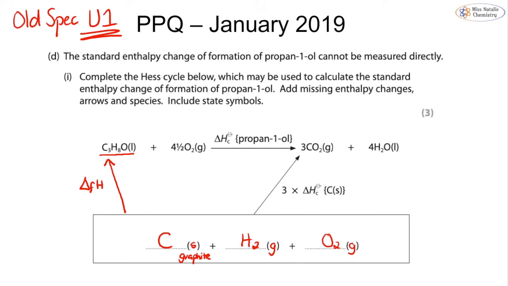Now we need to balance this out. So how many carbons do I need? Well, I need 3 carbons here. I need 4 hydrogens. And in terms of the oxygen, well, I only need 1 oxygen in my propanol, but you can see I also have 4.5 oxygens here. So I take this half of oxygen and I add it to the 4.5, and I need 5 oxygens. I've already been told that my enthalpy change of combustion for carbon is going to require 3 because I'm burning 3 moles of carbon to make 3 moles of carbon dioxide. Now I need to look at the water, and that's going to be another arrow upwards, and I need 4 times the enthalpy of combustion for hydrogen.